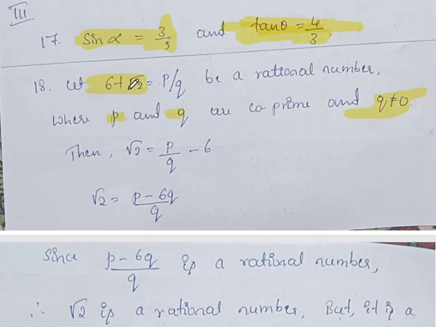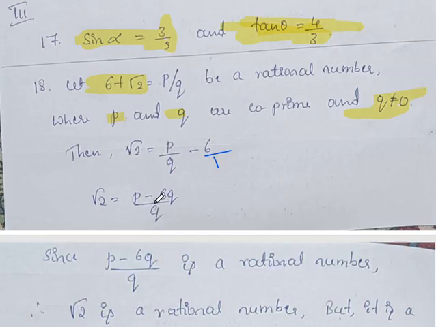Then we can write root 2. Take the plus 6 to the right hand side, it becomes minus 6. So root 2 can be written as P by Q minus 6. Here 6 can be written as 6 by 1. Take the LCM of Q and 1. LCM is Q. Divide the LCM by each denominator: Q by Q is 1, into numerator P is P. Put the minus as it is.